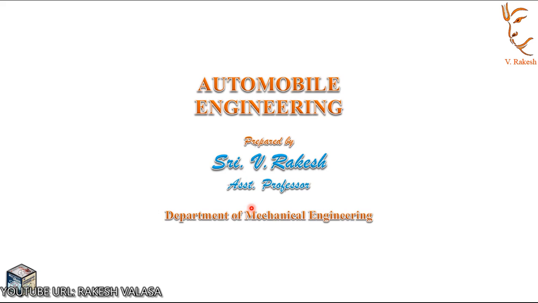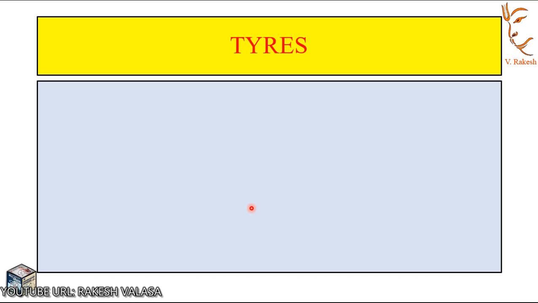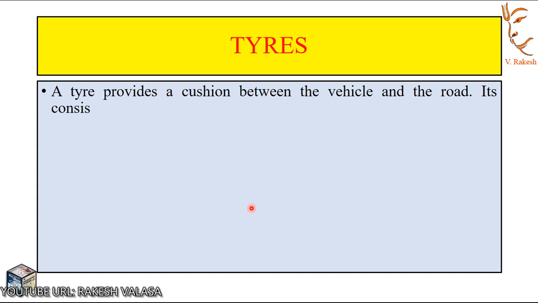In this session, I am going to explain tires in automobiles. A tire provides a cushion between the vehicle and the road. It consists of mainly two parts: one is the outer cover and the other is the tube inside.